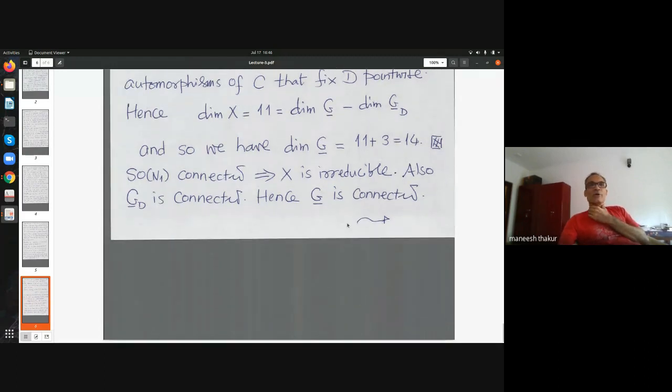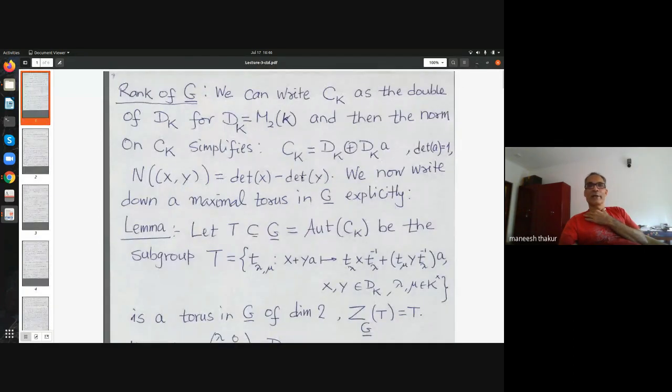Okay, so let me go to the next lecture. If you have questions, please ask me. I'll go back. So this is the remaining part. So we proved G is connected of dimension 14. We want to now look at what is the rank of G. Of course, we have to prove lots of things, but the rank of G lower bar.